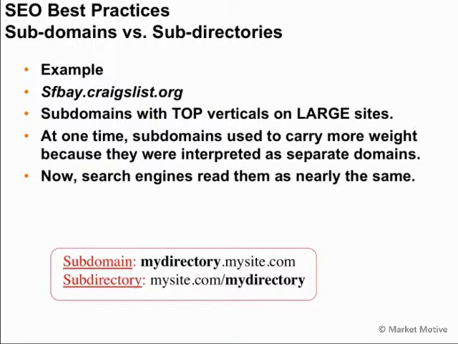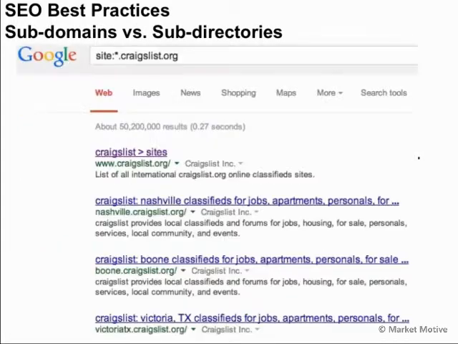Most of the time, you're going to be fine with those subdirectories, and there's not a lot of difference between them at this point. It's more a function of the internal links and the way the link equity flows throughout a subdomain and a subdirectory. So again, this is how you can check if you have some subdomains.